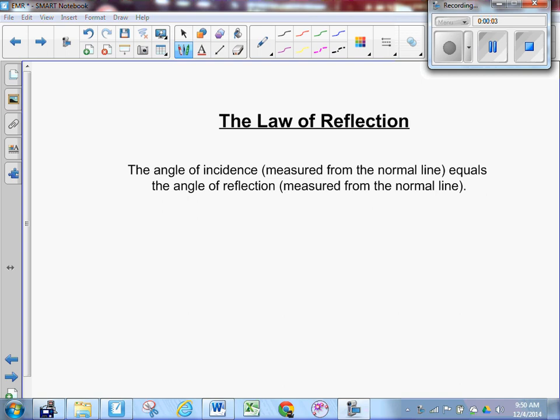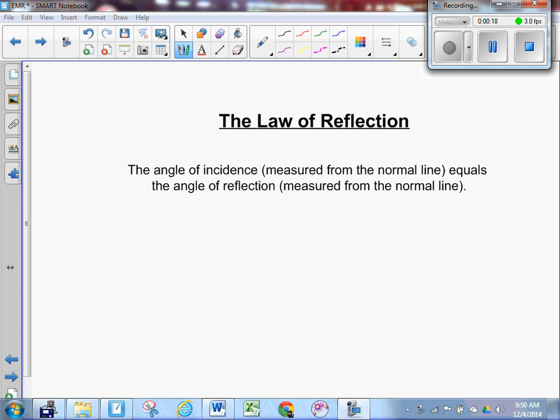The law of reflection is a law that you've seen a million times before, whether you play pool, or whether you have seen waves reflect off of something or shine a light off of a mirror. You've seen the law of reflection take place.